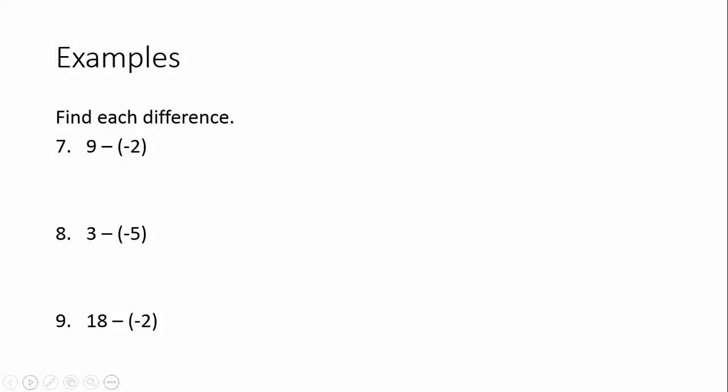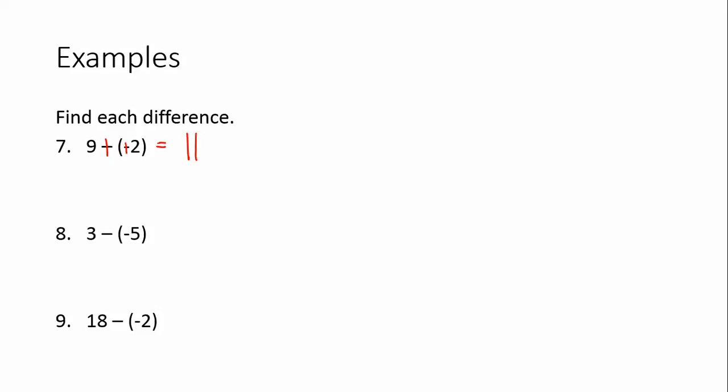Now we're going to look at some examples where the original problem is subtracting a negative. So we're still adding the opposite. So we're going to change it to addition, but now the opposite of a negative is a positive. So now we're going to change the sign of that back number. And now the problem essentially has become 9 plus 2. 9 plus 2 is 11.